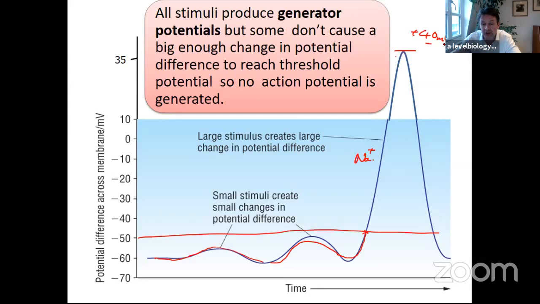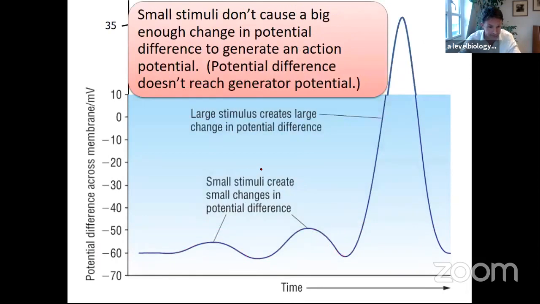Now, this is the concept of all or nothing response, because remember, the transmission of an action potential, it's a digital signal. It's a 1 or a 0. The size of the stimulus doesn't change the amplitude of the action potential. It changes the frequency of the action potential. So it's digital. You either have one or not. Anyway, plowing on.